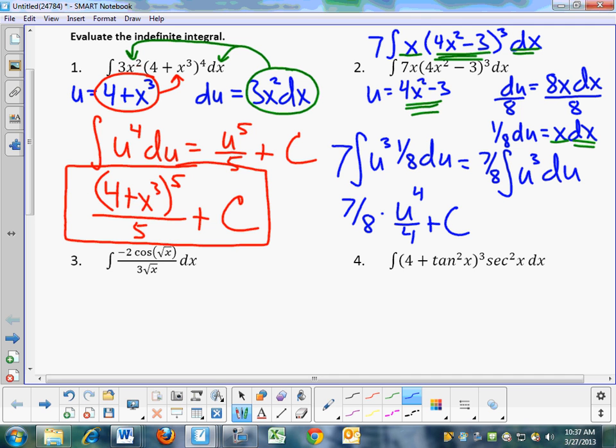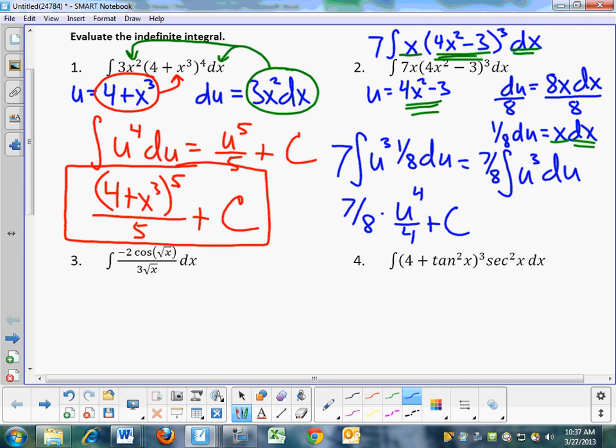Here we were very fortunate. Look here. What's the derivative of x to the third? It's that exact same thing. But in this situation, I had a 4x squared. The derivative is 8x, but I had a 7x. So if the constant doesn't match perfectly, that's why we end up with 7/8.